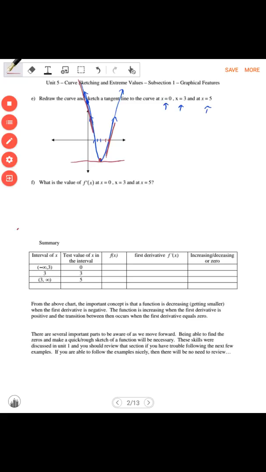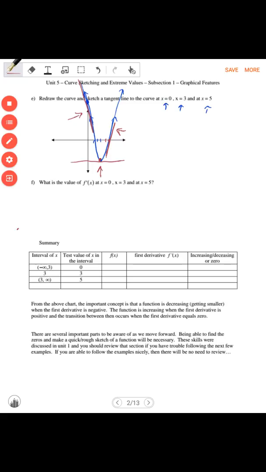Okay, so I guess what I need you to notice is the slopes of the tangent line for a decreasing function. Look, the slope of that tangent line is negative, the slope of that tangent line is 0, and the slope of this tangent line is positive. Alright, so let's see, what's the value of f prime of x?